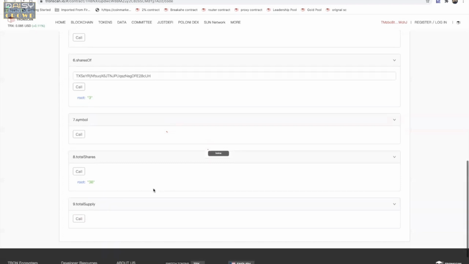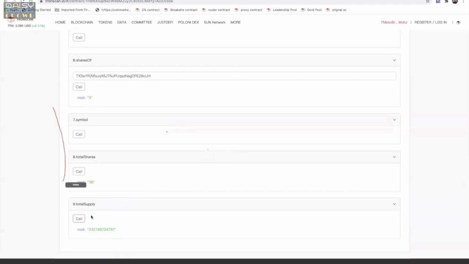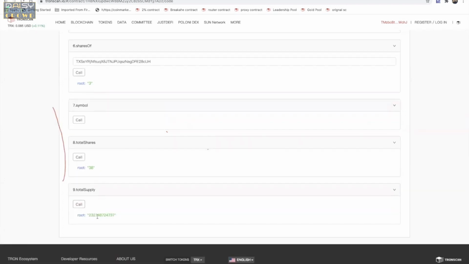Number 8, 38 shares, total shares. Total supply. You can see how much is in the pool at any given moment. Whoa, how to read that?